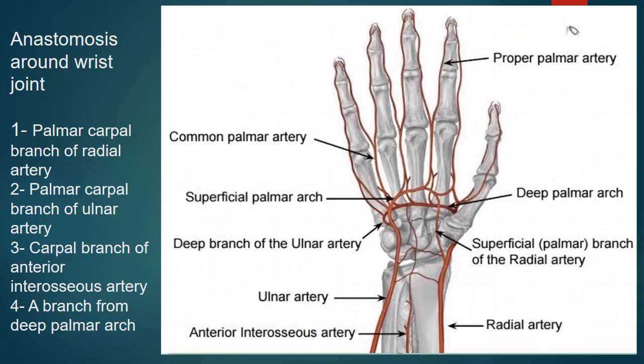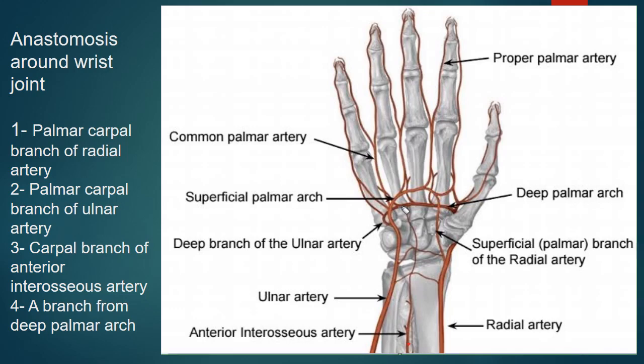Now let's talk about the anastomosis around the wrist joint. 4 arteries contribute to the anastomosis around the wrist joint. This is the palmar aspect of the wrist joint. This is the ulnar artery, this is the radial artery, this is the anterior interosseous artery, and this one is the superficial palmar arch, and this is the deep palmar arch of the radial and ulnar arteries.